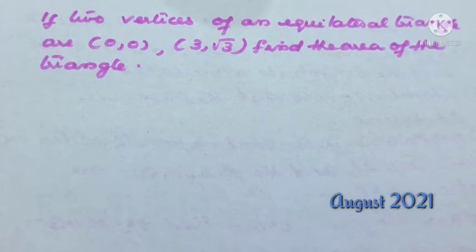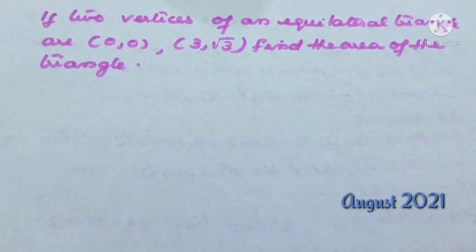Good morning children. Chapter 7, Coordinate Geometry. If two vertices of an equilateral triangle are (0, 0) and (3, root 3), find the area of the triangle.